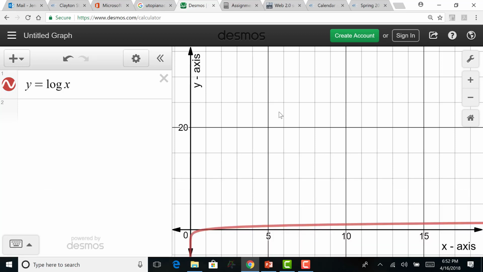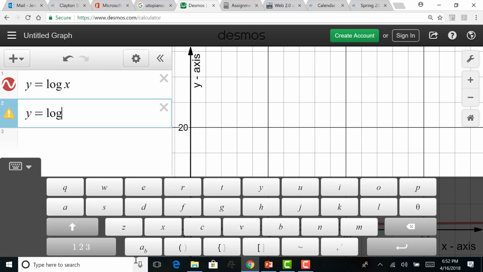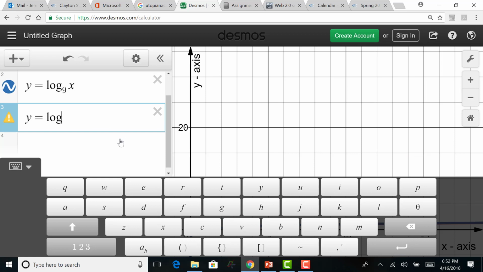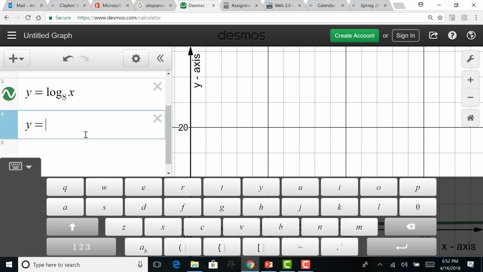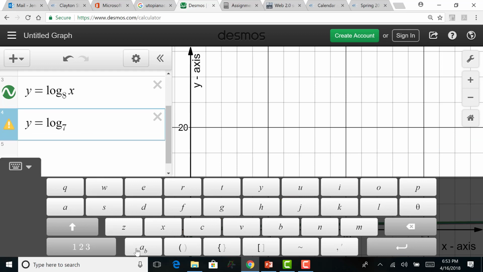Let me change something and see what happens. I'm going to change this to y equals log base 9, cursor back up, of x. I want y'all to see what happens as we change this. Log base 8. I'm just changing it so you can see what happens with the curve. Log base 7 of x.